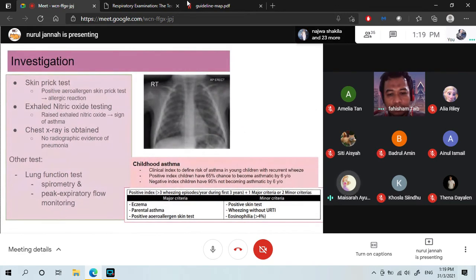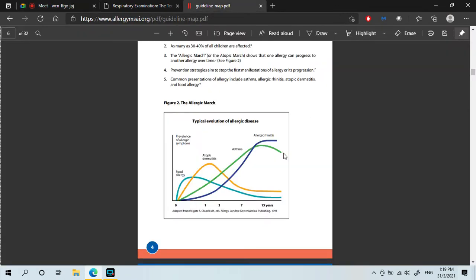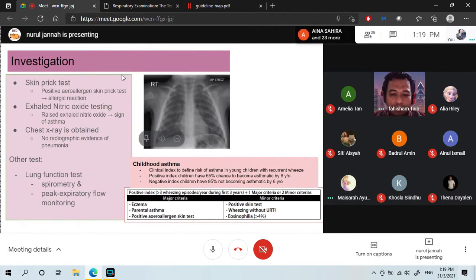Okay, for the investigation, there are 3 investigations that were carried out. First is the skin prick test to denote any allergic reaction. So there is a positive aeroallergen skin prick test. And next is exhaled nitric oxide testing.